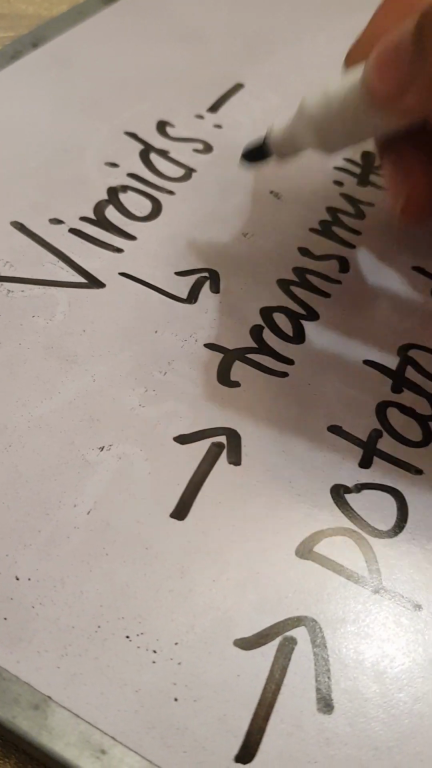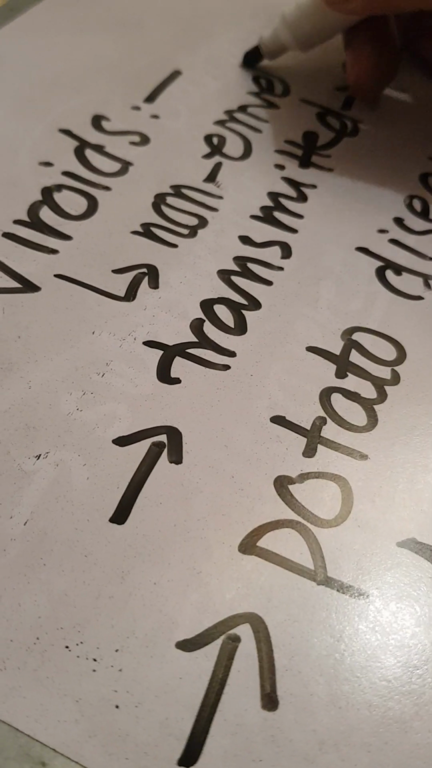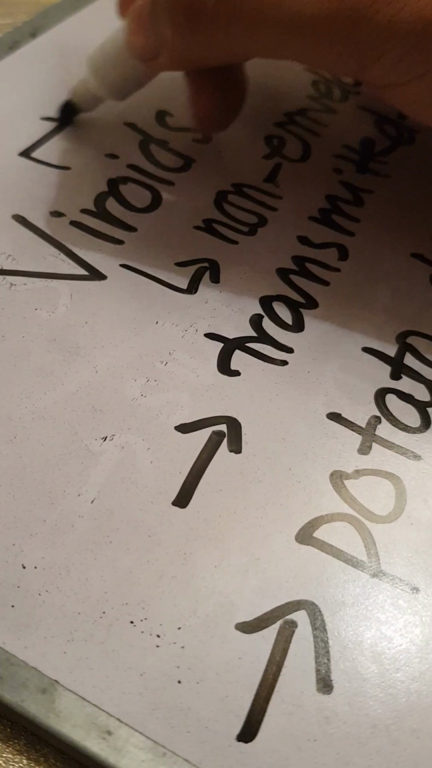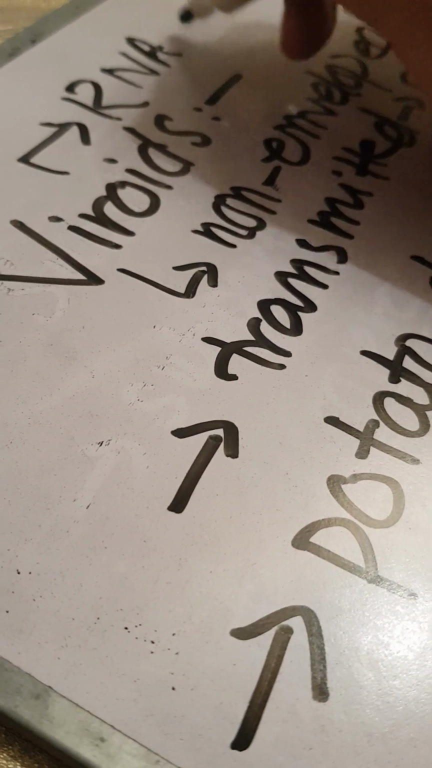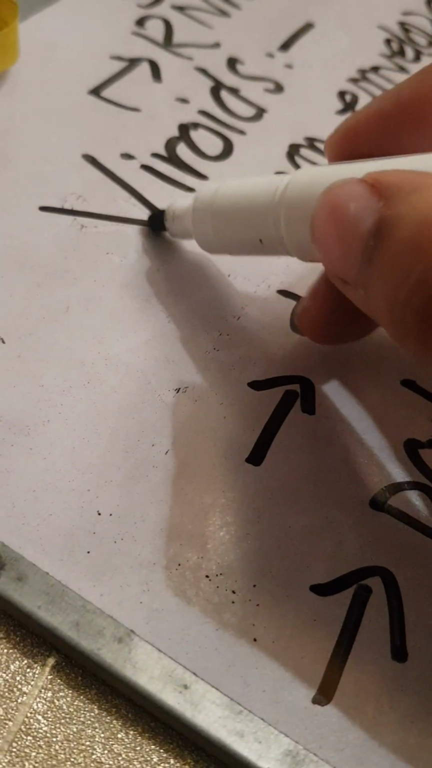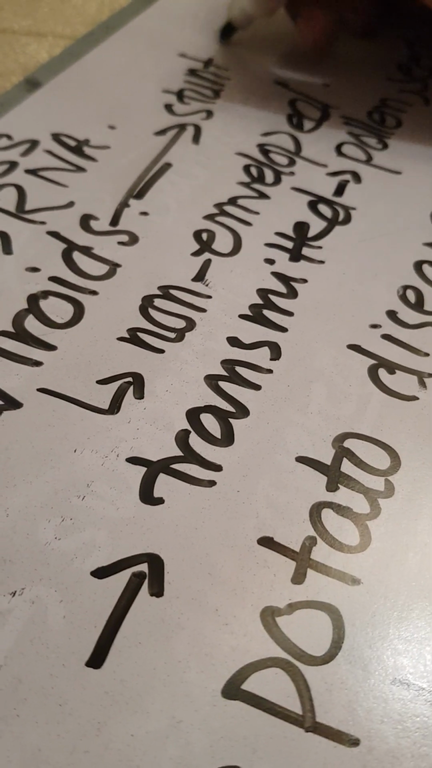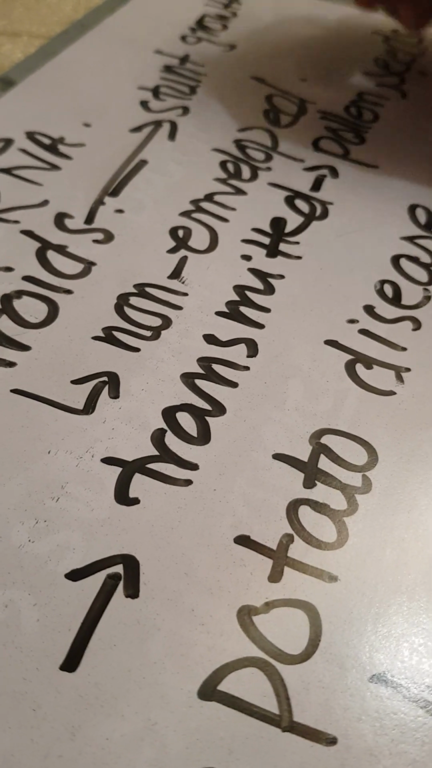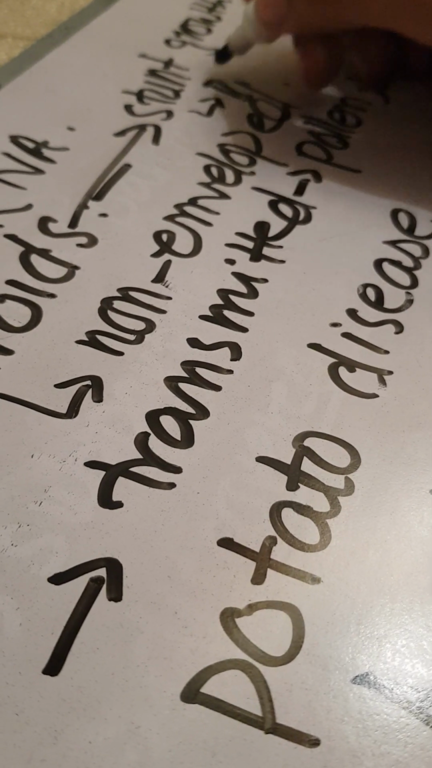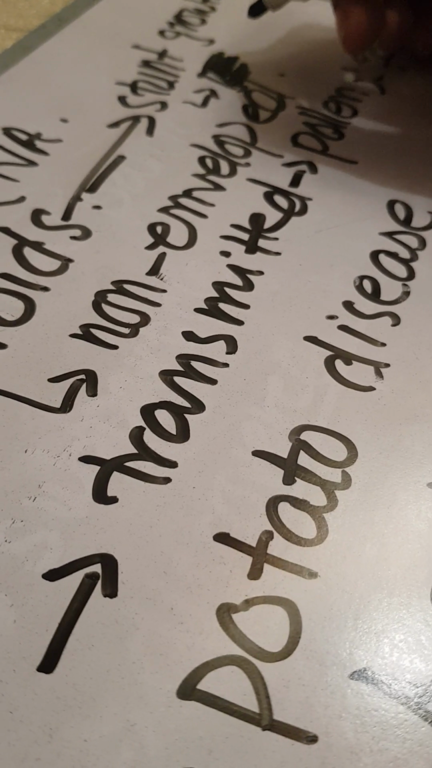We can say that viroids are non-enveloped, because they do not contain a capsid or an envelope of a protein coat. They only contain single-stranded RNA as their genetic material. One of the basic effects of viroids is stunted growth. What does stunted growth mean? It means that a plant is growing only in shape, but not functioning as the shape it is getting.